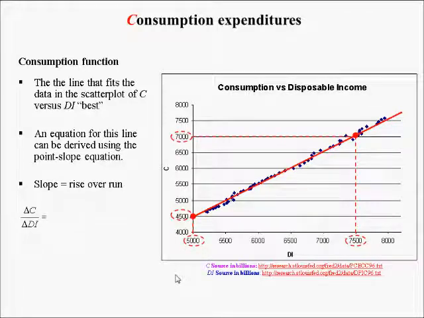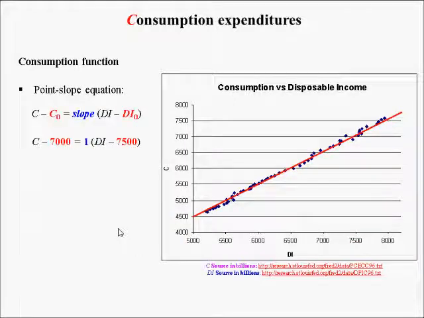So the slope is the rise over run. The rise is, we're moving from 4,500 up to 7,000. The run is, we're going from 5,000 to 7,500. When consumption is 4,500, disposable income is 5,000. When consumption is 7,000, disposable income is 7,500. So we have a rise of 2,500 and a run of 2,500 for a slope of 1.